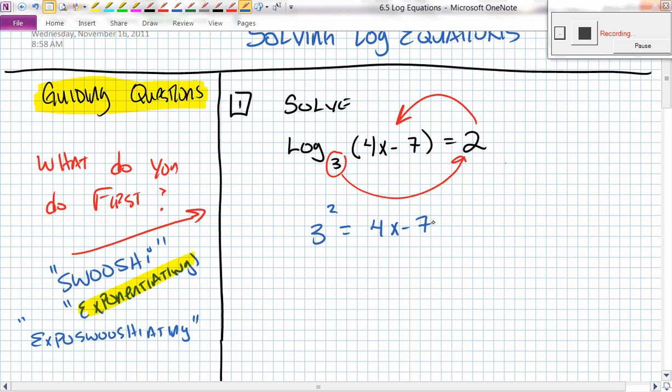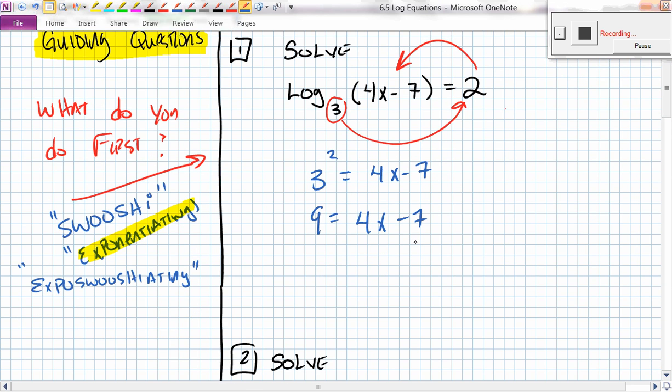Then all of a sudden, this big, scary, nasty logarithmic equation, just by changing it to exponential form, turns into a real easy problem. So 3 squared is 9, which is equal to 4x minus 7. If I'm going to solve this for x, I'm going to add 7 to both sides. So I get 16 is equal to 4x. Dividing by 4, of course, I get x is equal to 4. Pretty basic stuff. That's not too bad, right?